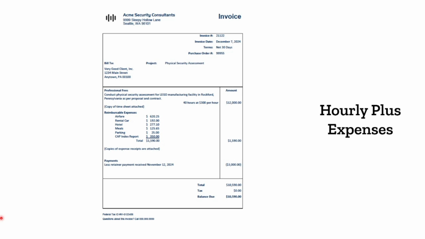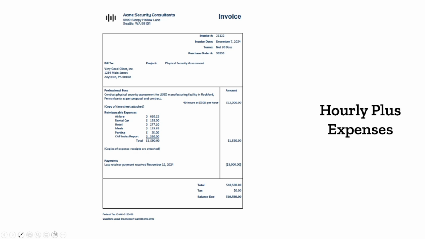Invoices for projects lasting less than a month are typically invoiced at the end of the project. If the project was performed on an hourly fee plus expenses basis, the client would be billed for the total hours of services provided plus reimbursable expenses less the amount of the retainer payment. Here's an example of an invoice for an hourly fee plus expenses project.